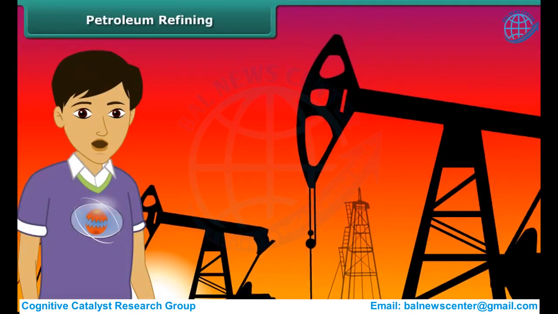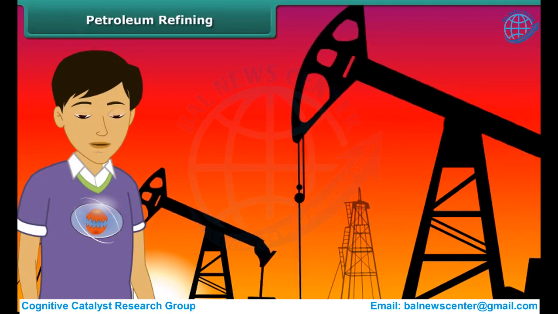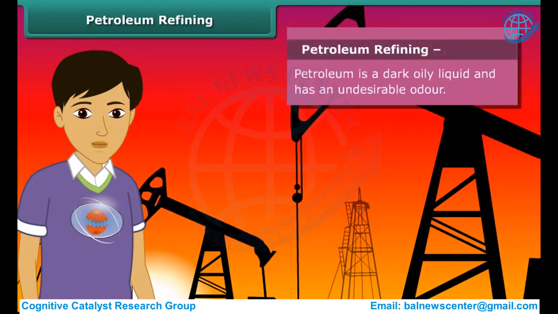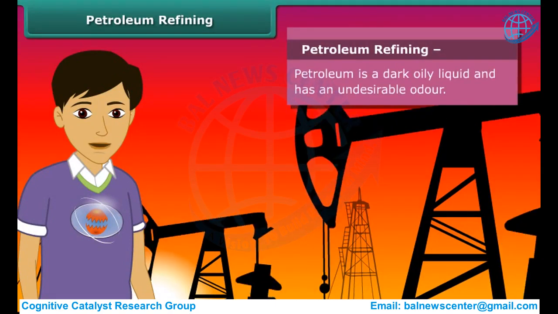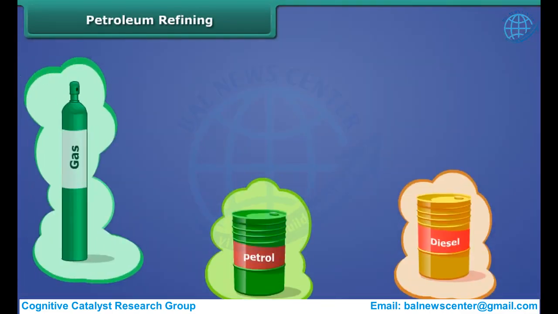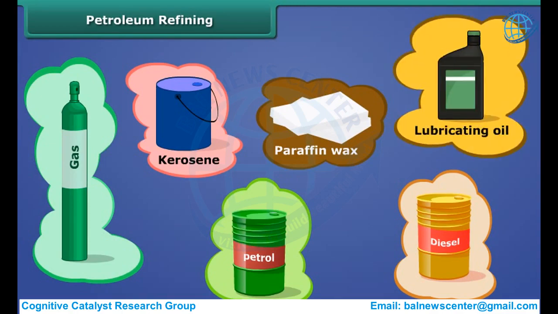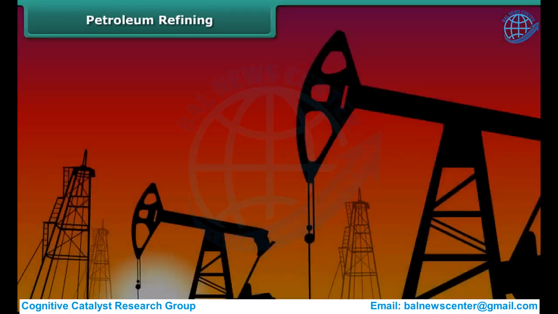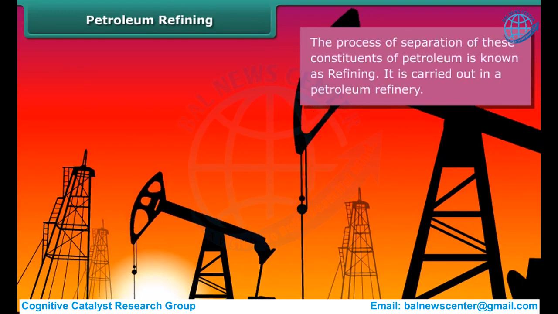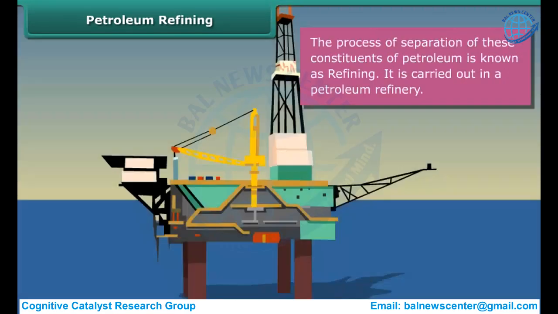Now friends, we know that petroleum is a fuel source of our vehicles. But do you also know that this petroleum is a dark oily liquid made up of various components such as petroleum gas, petrol, diesel, kerosene, paraffin wax, lubricating oil, and so on. All these components are separated by a process called refining. This process is carried out in a petroleum refinery.